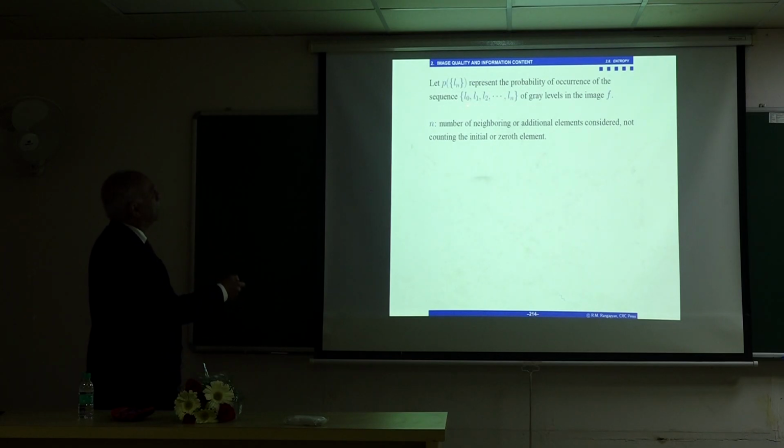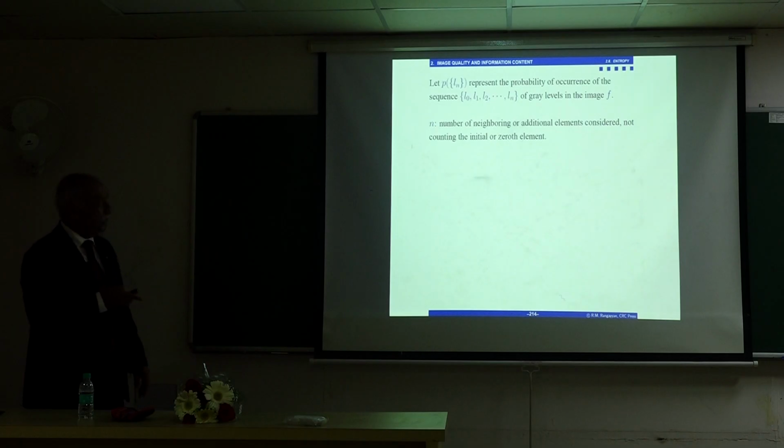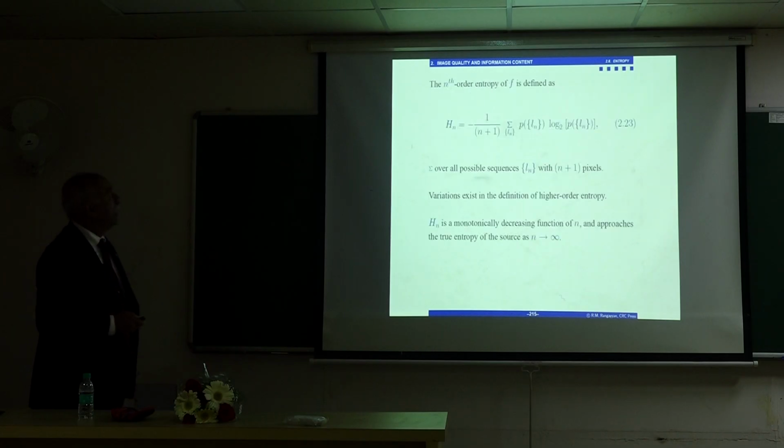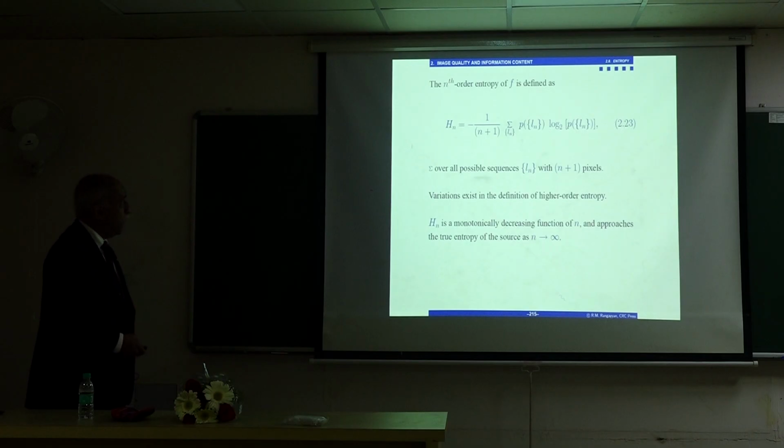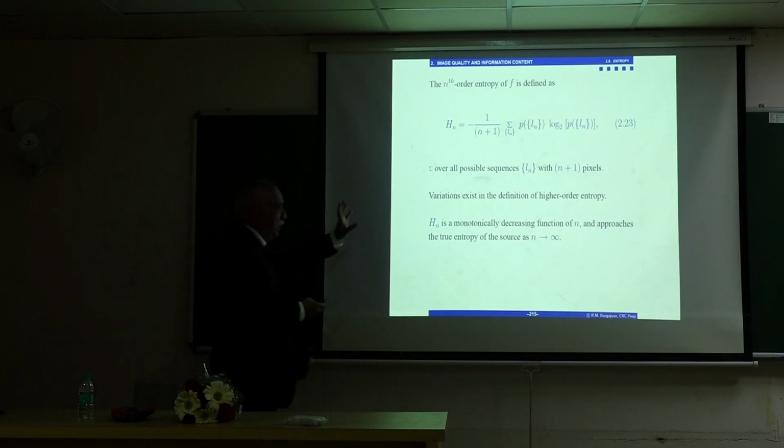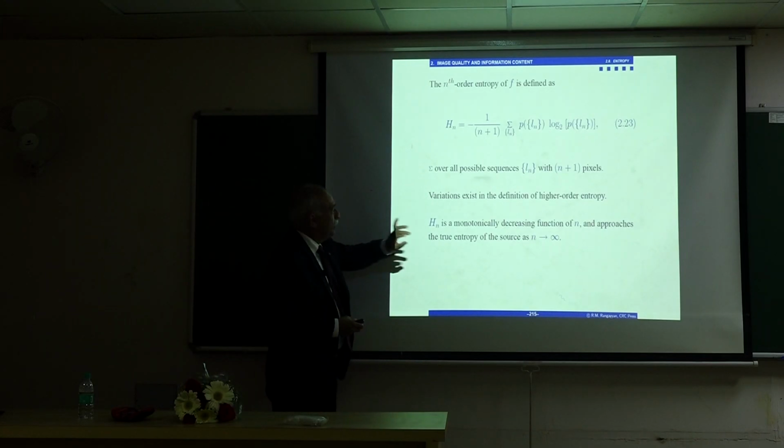So if you have L0 to Ln in the sequence of pixels, n is the number of neighboring or additional elements considered, not counting the first one or the 0th one. Then the probability of that string of values, log of that, summed over all such occurrences, and normalize by 1 over n plus 1. There are a few different definitions of this.